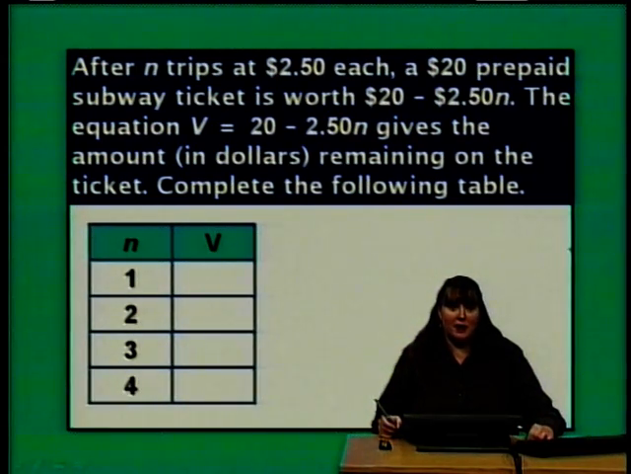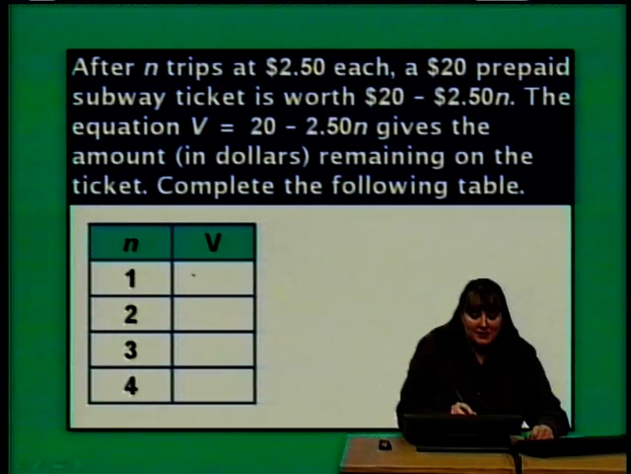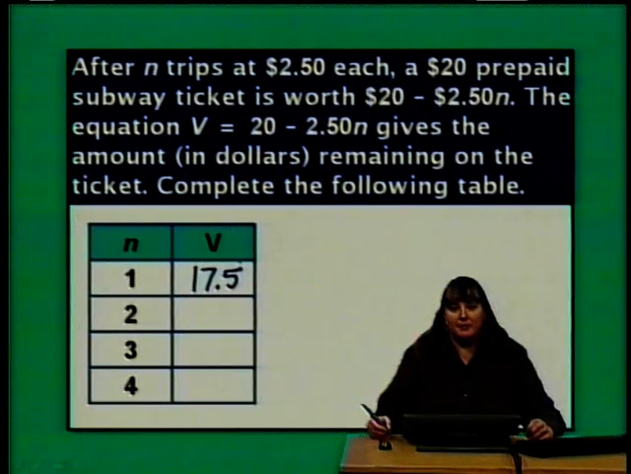Notice in the table I have a column heading for n, the number of trips, and a column heading for v, the value of the ticket. So if n is 1, if we've made 1 trip on the subway, which costs $2.50, we start out with our $20 prepaid ticket, subtract $2.50 times 1. That's $17.50. So v is 17.5.